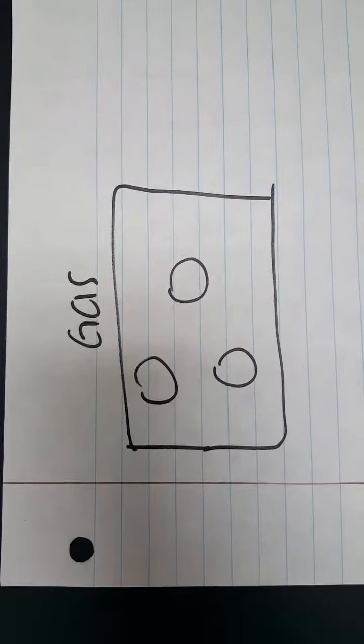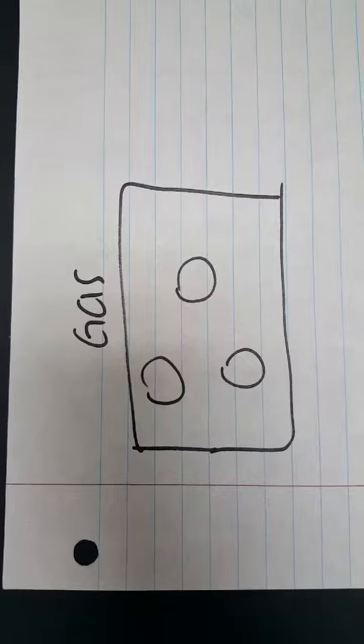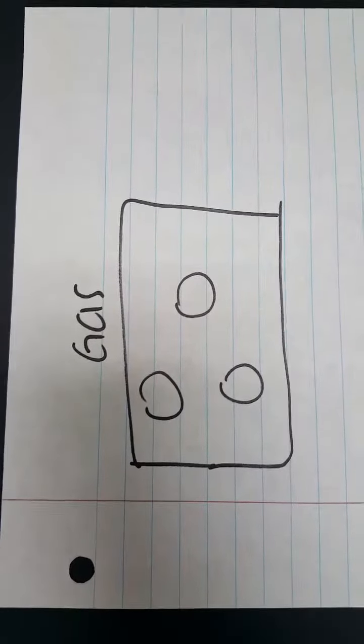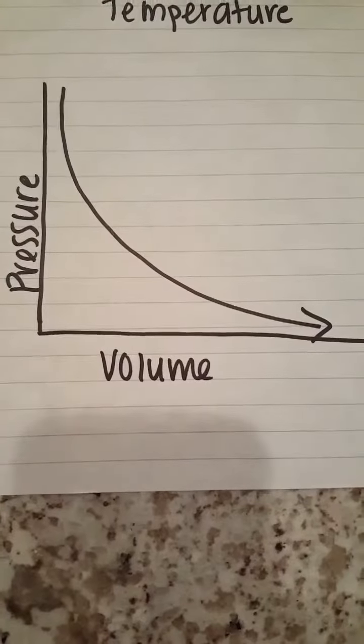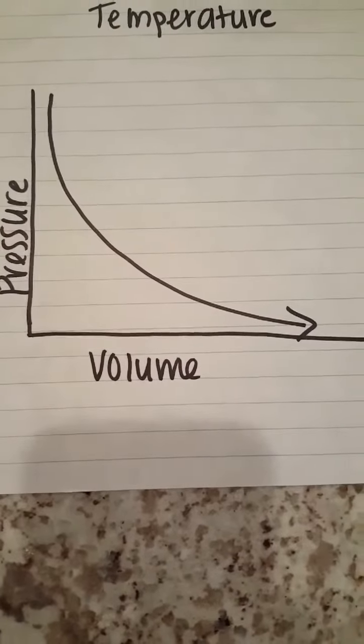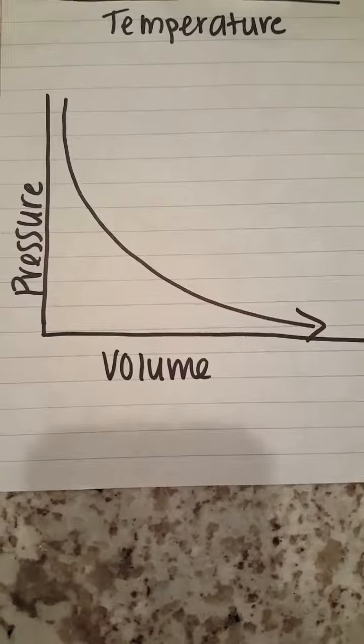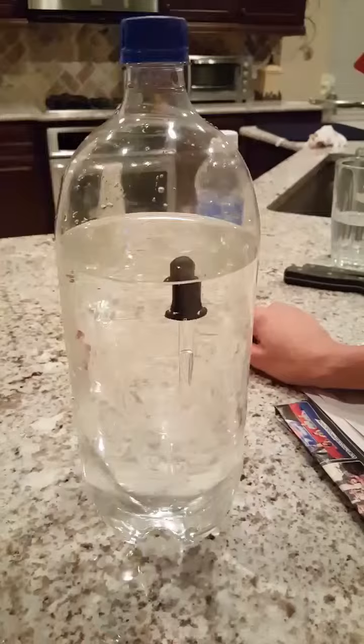They are very spaced apart, and they can be very easily compressed. An example would be the oxygen you breathe in. The relationship between pressure and volume is inverse, meaning that if volume were to increase, pressure would decrease.